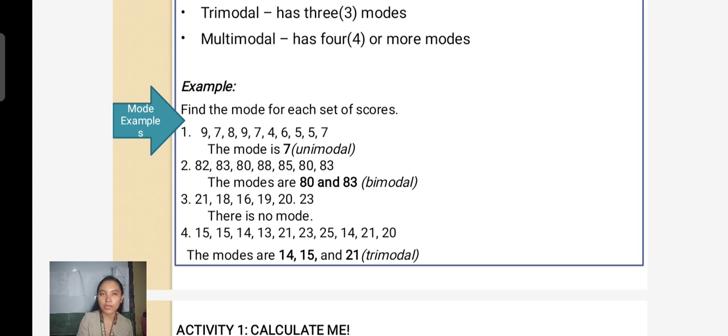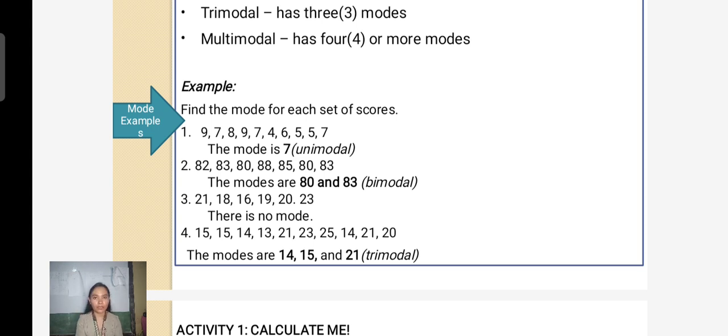And the type of mode is unimodal, because 7 appears how many times? 3 times. Though there is 5 there, kaduha ni appear, pero mas naa pa may nilabaw. So therefore, your mode is 7. For number 2, the modes are 80 and 83, bimodal, because 80 and 83 appear 2 times.